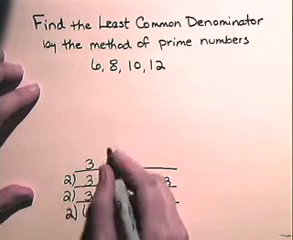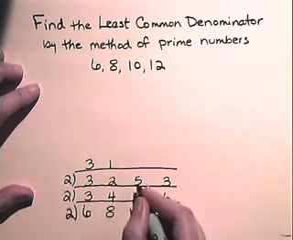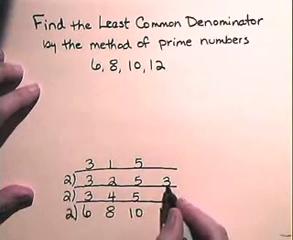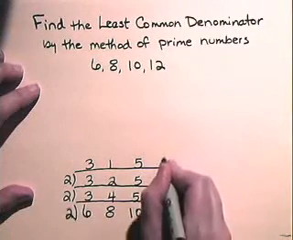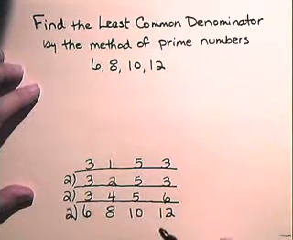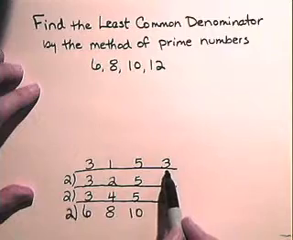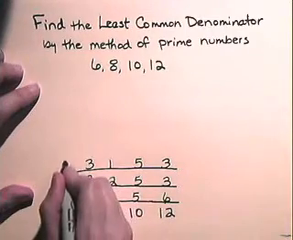2 divides into 2 one time. 2 does not divide into 5, so we bring the 5 up. 2 does not divide into 3, so we bring the 3 up. We now go to our next prime because none of these numbers are divisible by 2, so we now divide by 3.